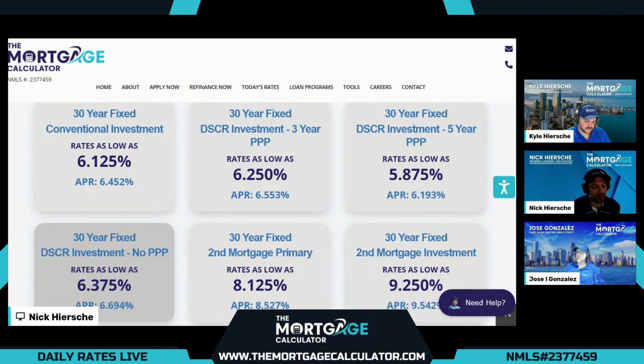Some states don't allow it, and some customers don't want it. That's not a problem. With no prepayment, DSCR comes in at 6.375, final APR 6.694. So again, a touch above conventional, but most investors prefer a DSCR. And if they can add a prepayment penalty, that can definitely sweeten the deal a little bit.